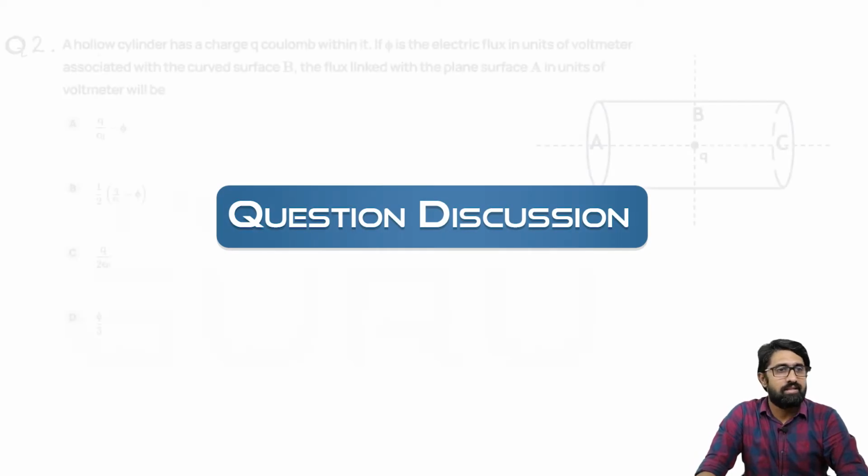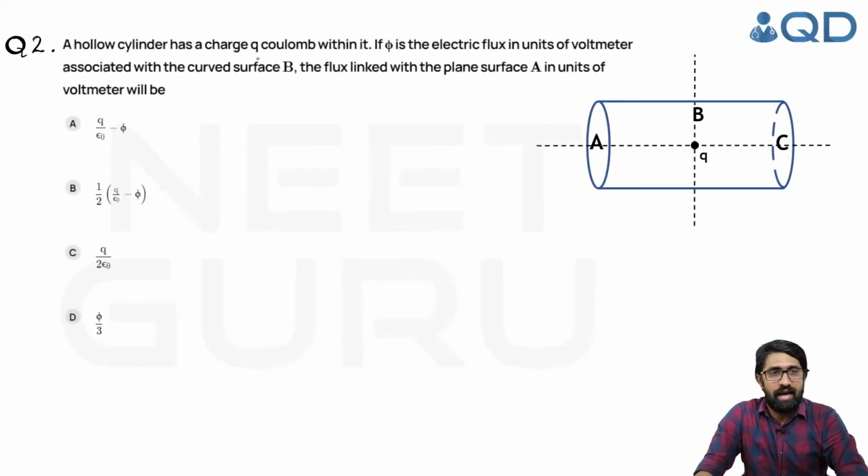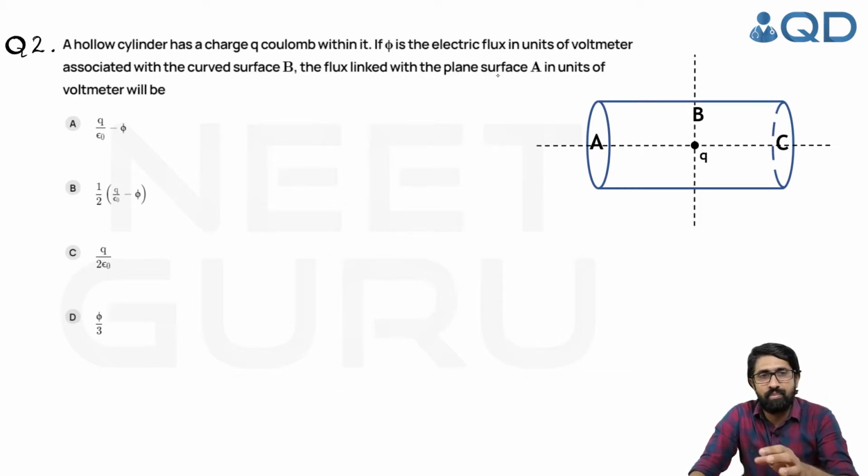The second question here says, a hollow cylinder has a charge q coulomb within it. If phi is the electric flux in units of voltmeter associated with the curved surface B, the flux linked with the plane surface A in units of voltmeter will be. So we need to find the electric flux that is passing through this plane surface A.